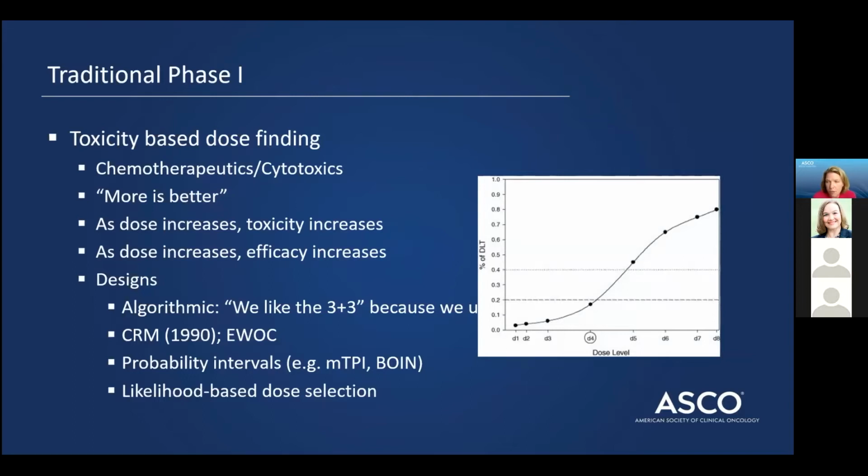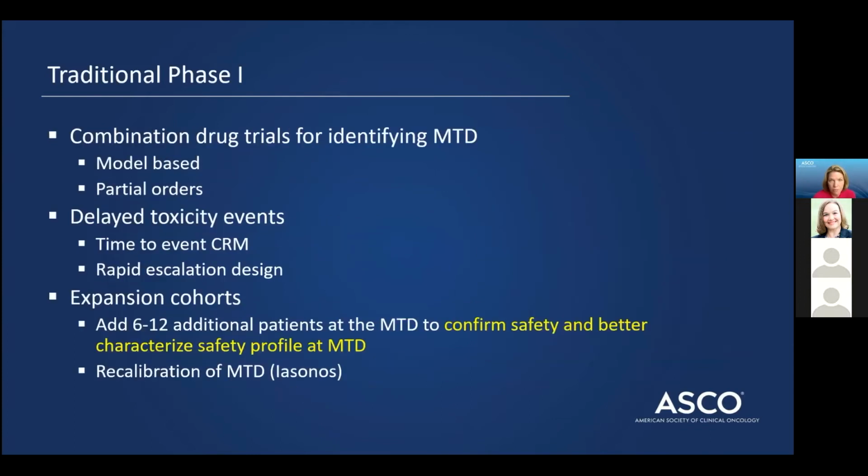There's an assumption of an underlying dose toxicity model. Data is collected and a model-based design is used to estimate the toxicity level at each dose, and also to assign patients to doses, the next patients that are enrolled in the trial. Right, so that's what's done in a traditional phase 1 setting.